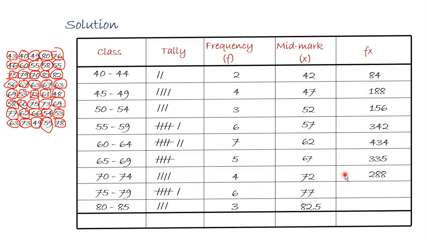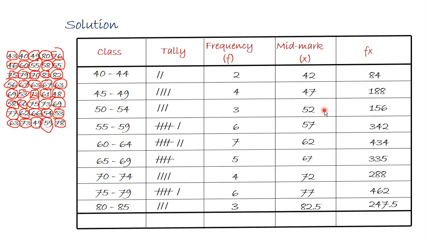Then still continuing, we have 4 times 72, we have 288. Then 6 times 77, that is 462. Then lastly we have 3 times 82.5, which gives us 247.5. Yeah, so we are done with filling the table. Now we want to get the mean mark.